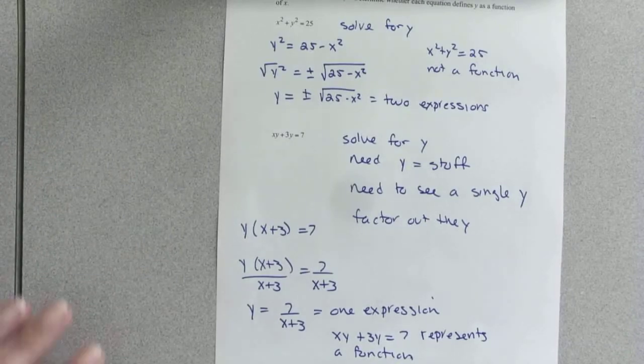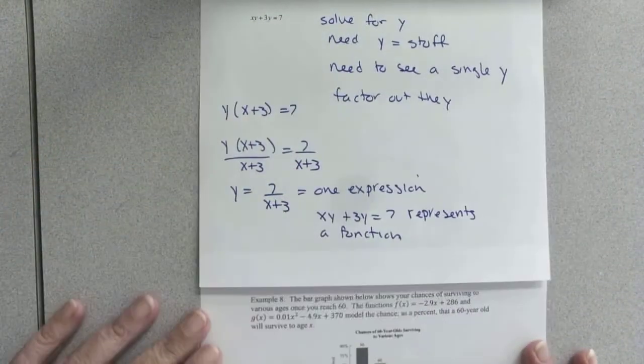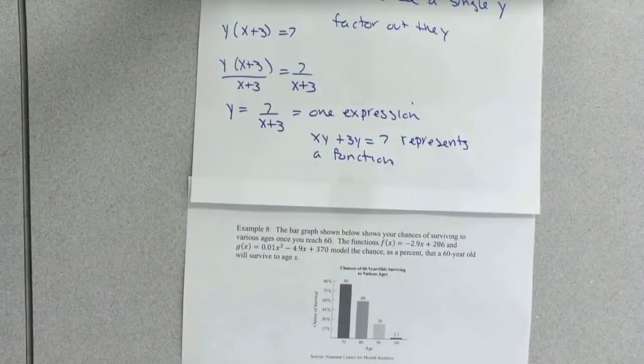Okay, last thing in this section. And if I had a color printer, it'd be much prettier, but I don't have a color printer. The bar graph shown below shows your chances of surviving to various ages once you reach 60. The functions f of x equals negative 2.9x plus 286, and g of x equals 0.01x squared minus 4.9x plus 370 model the chance, as a percent, that a 60-year-old would survive to age x. Find and interpret f of 70 as an ordered pair.